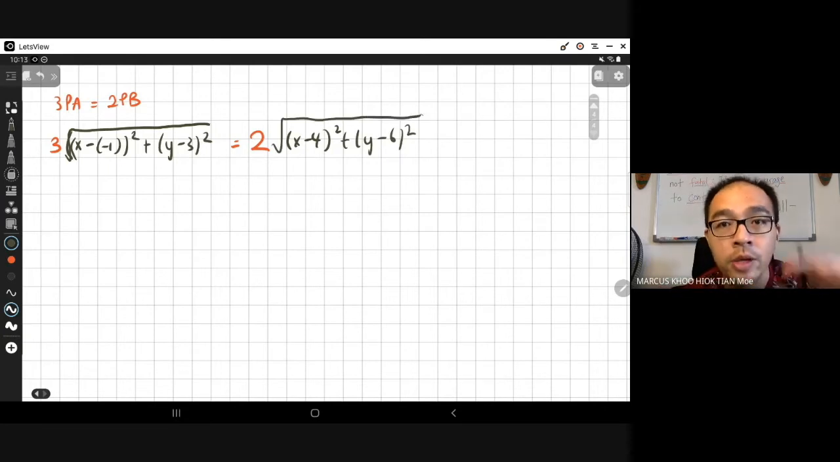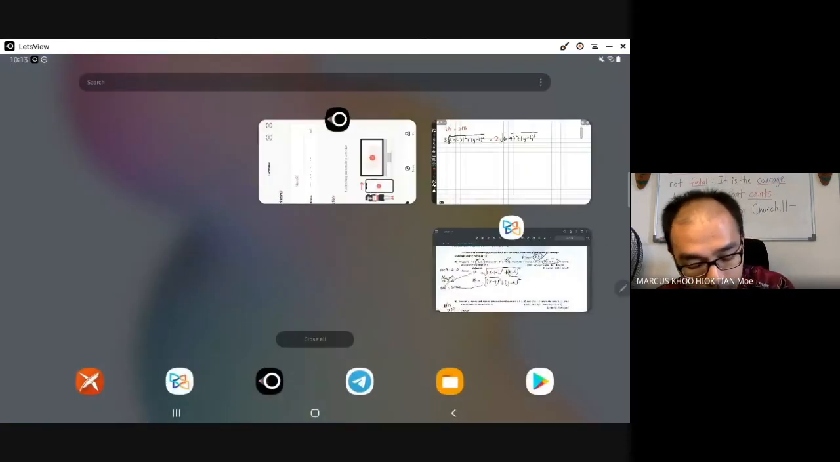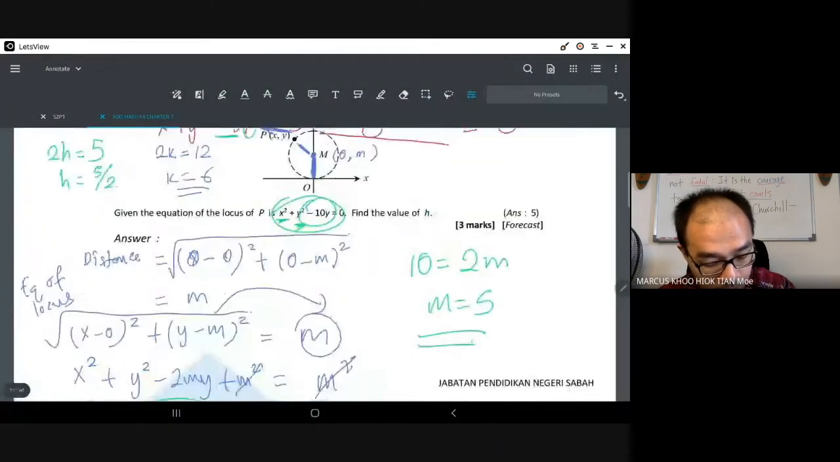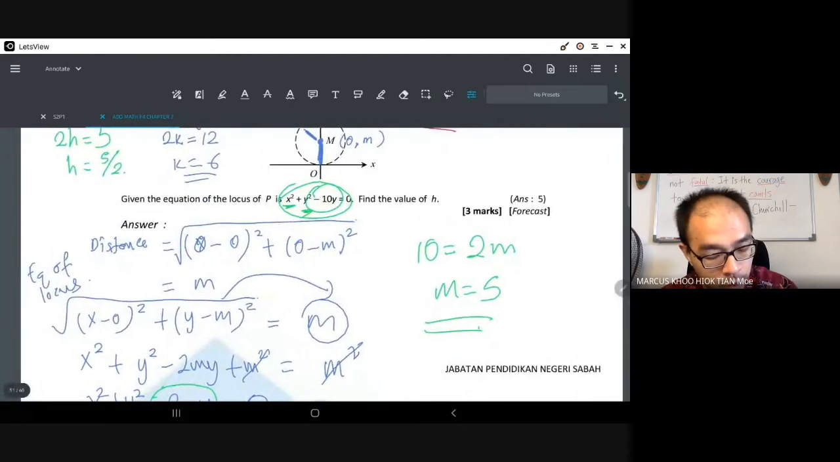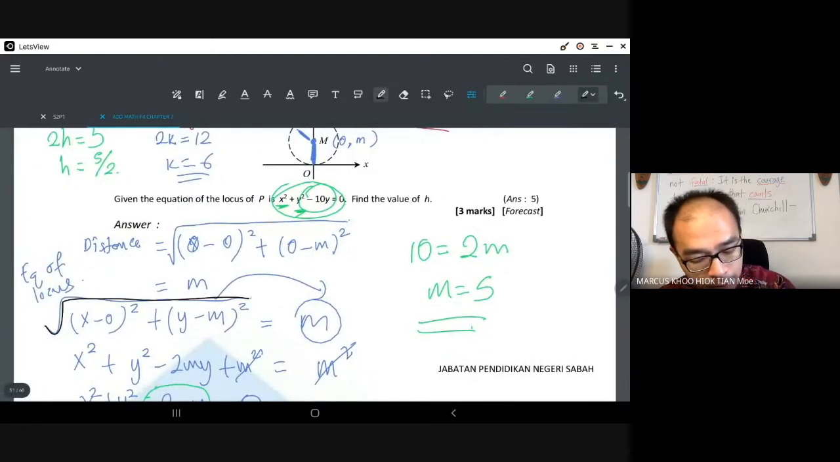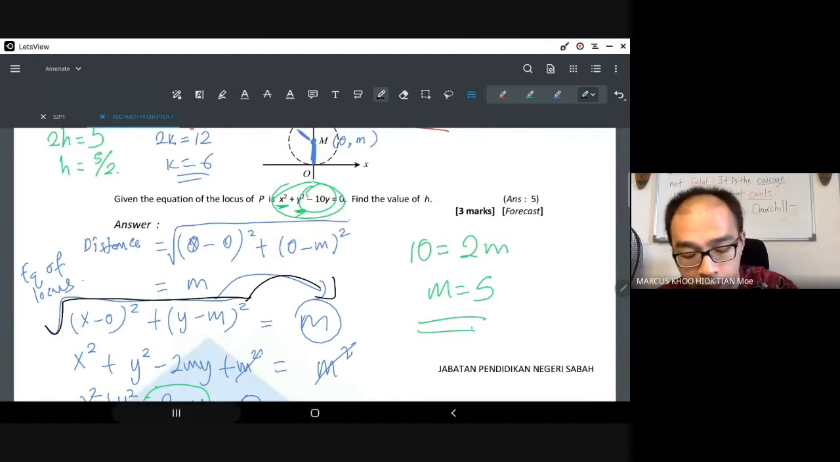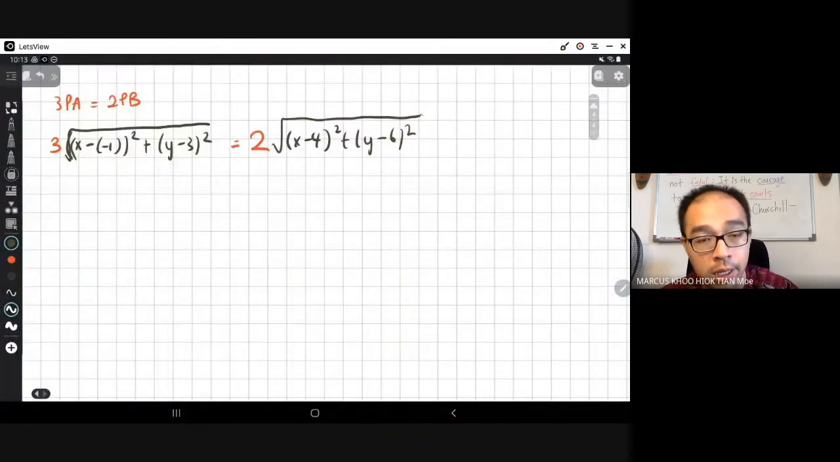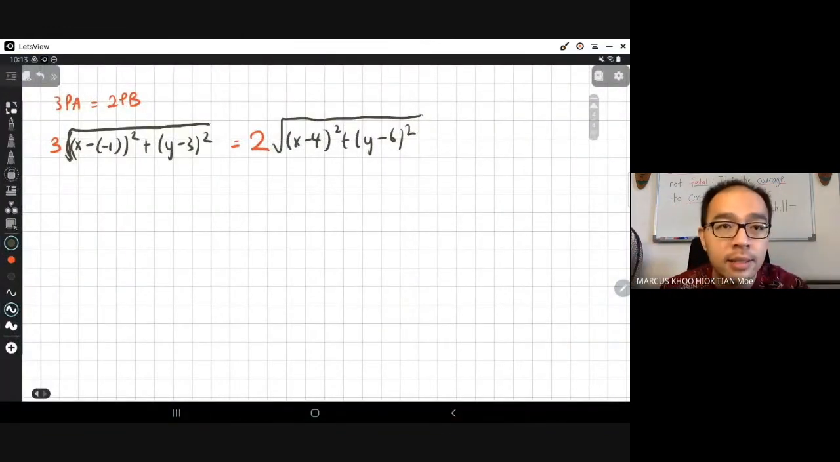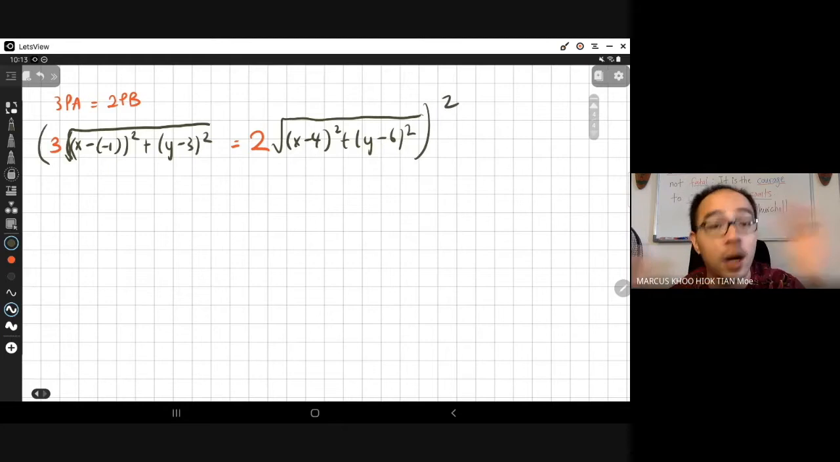Now when you come to this situation, what did we do before? Before, we moved the square root to the other side and made it a square. In our case now, both sides have a square root. So what do you do to settle it? We need to get rid of the square root, otherwise we cannot do anything. So what we do is, we square everything.